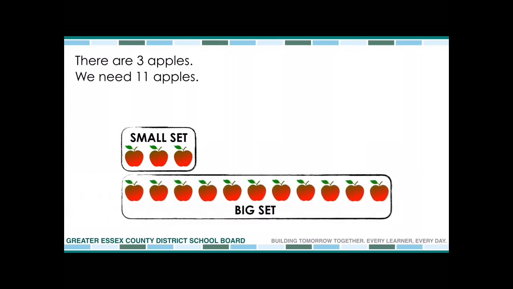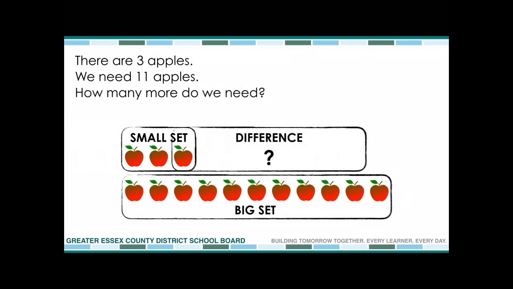Here we have a scenario with 3 apples, and we actually need 11 apples. So the question is saying, how many more apples do we need? Again, we're looking at the difference through comparison. While this is a scenario that might be obvious to you or I looking at this model, it's not so obvious for students until they build the model.